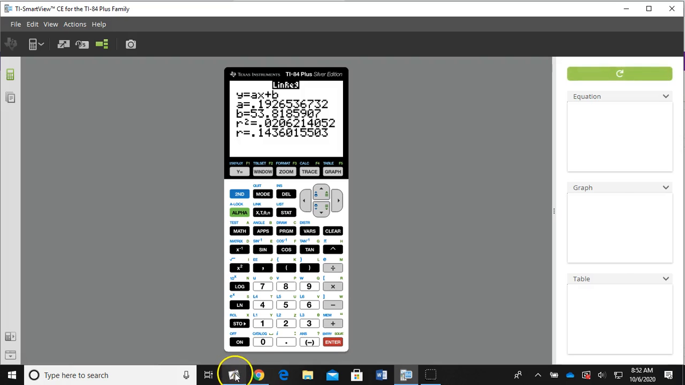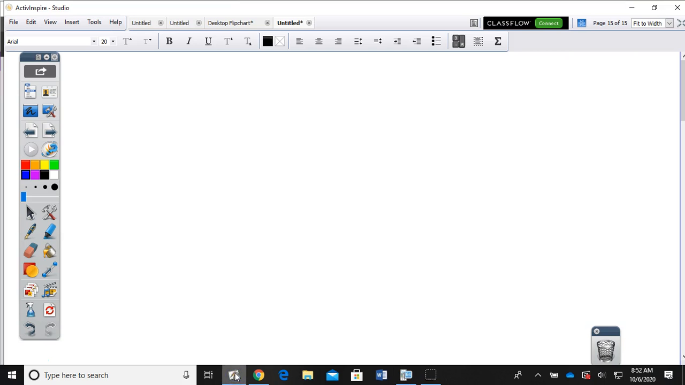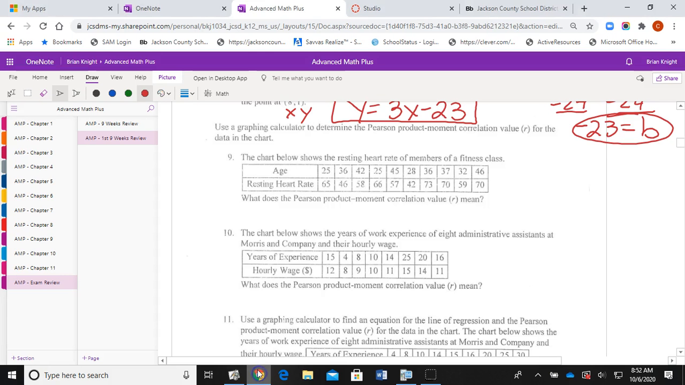You can test them out again later. Oops, wrong page. Here we go. So R here was, what did I say it was? 0.1436, which means it is a weak positive. Okay.